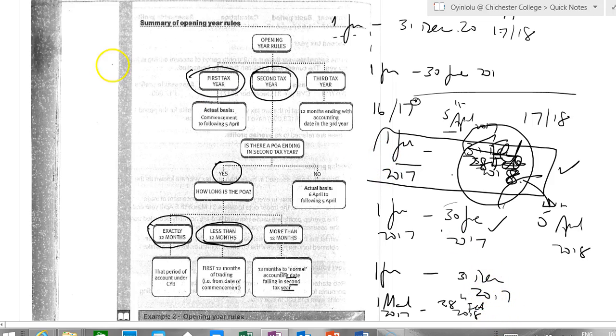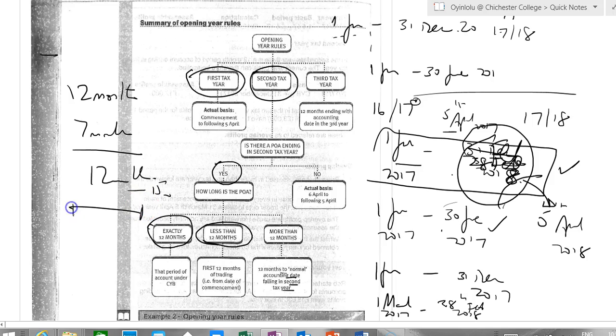So what are my 3 options? My 3 options are that I have a nice 12-month period that lives in the year, and that's brilliant. And like I said, you just take that. You could have a short period, it could be 7 months. They don't care. Take the first 12 months, or you could have a period longer than 12 months, like I said, all the way to 15 months that lives in there. So start from the back and then take those 12 months. And that's us covering this area.